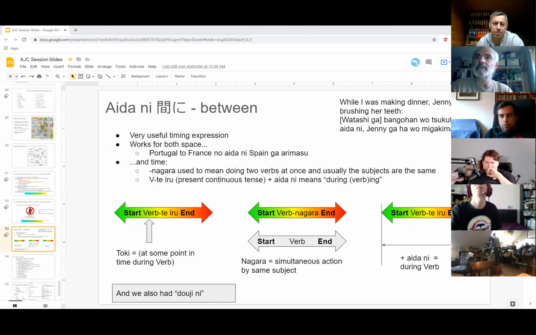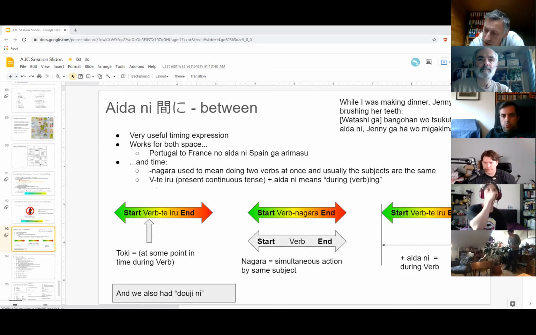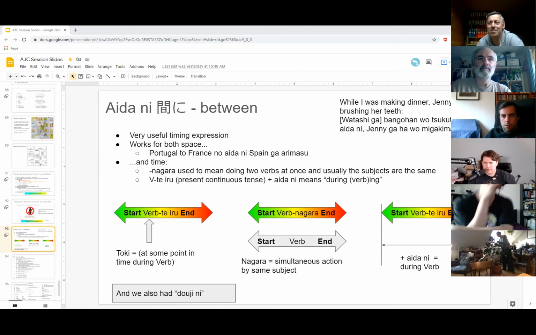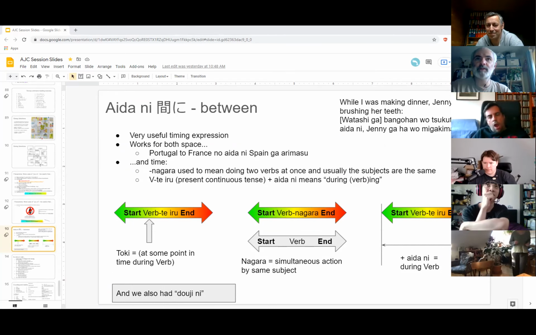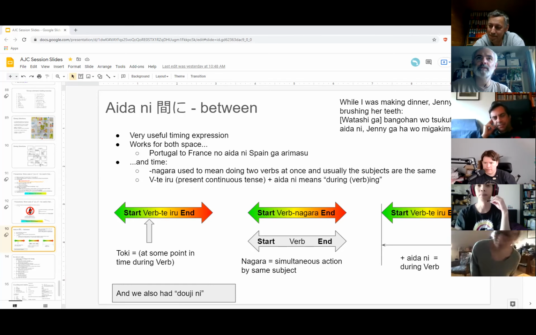Give me a second. Where's aida ni? Here we go. We'll do this first, Tom, and then we'll come back and do doji ni. Although we might have doji ni in this actually. Just a second.